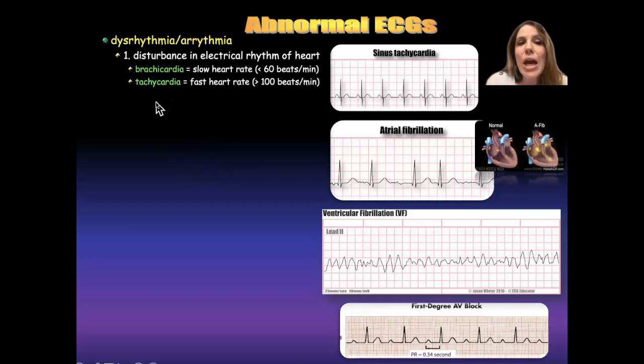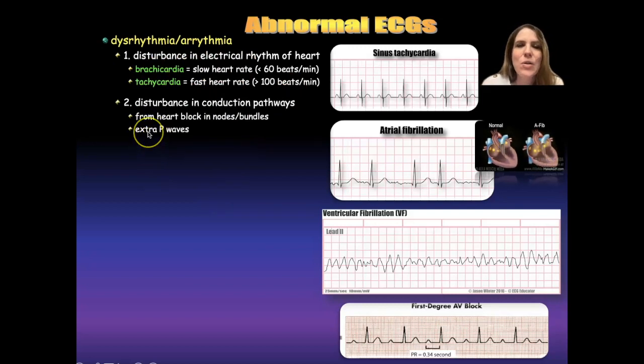So first, you could have a disturbance in the electrical rhythm of the heart. So in other words, it's not going at the normal pace that you should have it go at. And there's really two categories for this. So one, maybe the heart rate is too slow compared to what would be considered normal. And this is called bradycardia. So bradycardia, slow heart rate. And this occurs when the heart rate is less than 60 beats per minute. On the opposite end, your heart rate could be too fast, and that's called tachycardia. So tachycardia, fast heart rate greater than 100 beats per minute.